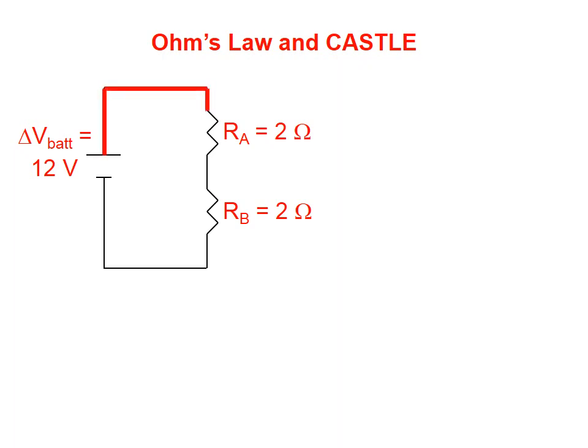Let's take this example circuit. We have a 12-volt battery. We have two 2-ohm resistors wired in series. If we color code these wires, the top one we've learned to color high pressure red. The bottom one connected to the negative battery terminal is low pressure blue.